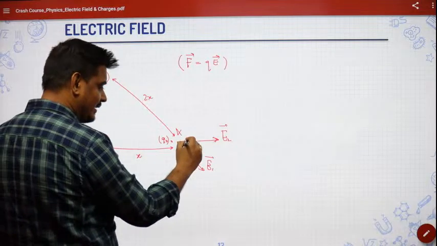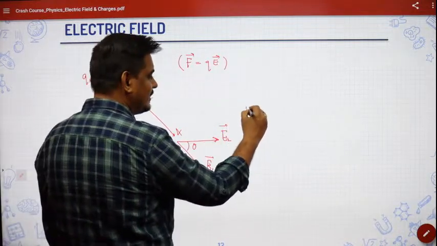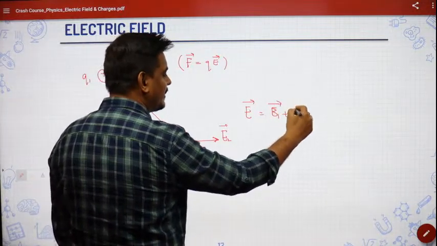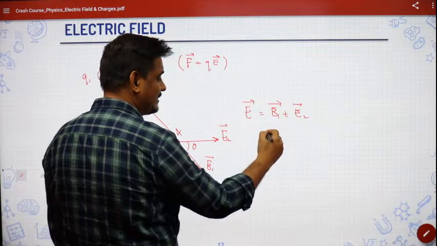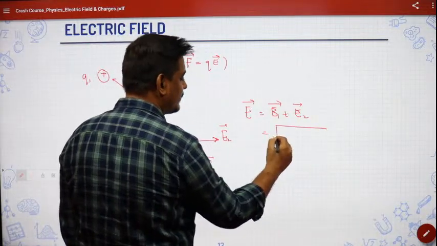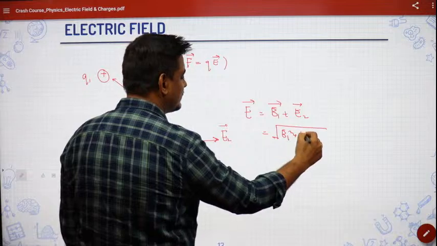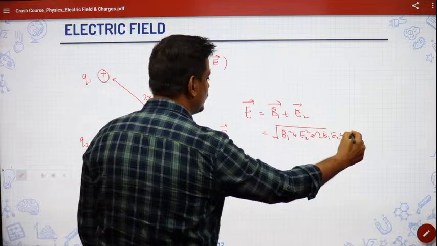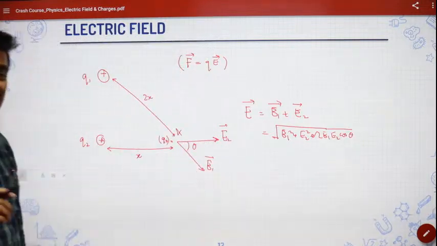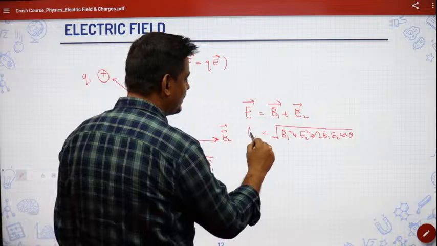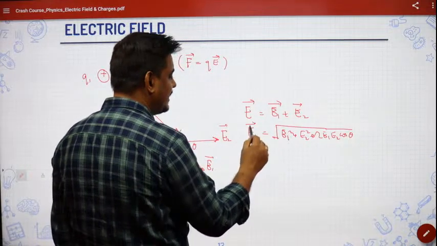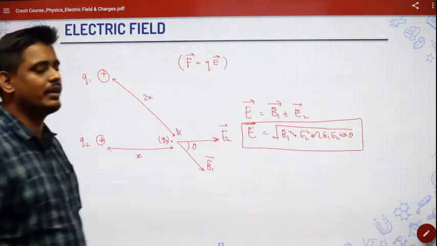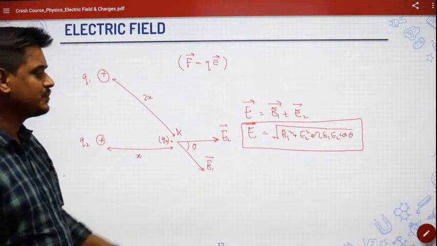So I need to find the angle between them, theta, and then the resultant E of these two will be the vector addition of E1 plus E2. That is, it will be root over E1 square plus E2 square plus 2 E1 E2 into cos theta. I hope you remember this. This is the vector addition. So you can find the magnitude of the net electric field, which will be equal to the square root of E1 square plus E2 square plus 2 E1 E2 cos theta.